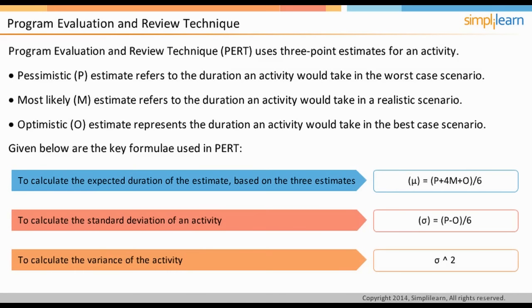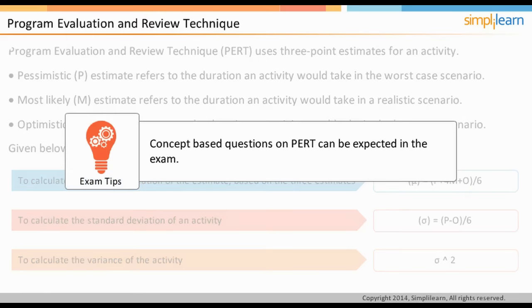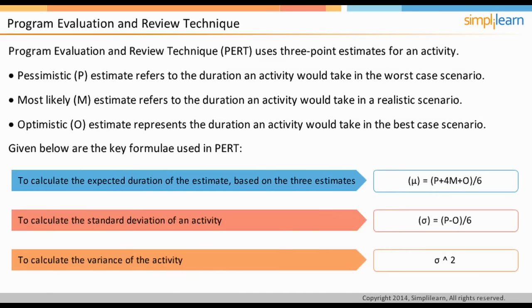There is no question asked on variance, but the formula is important because if the standard deviation of the whole project is to be calculated, the process is to calculate the variance of the whole project and then take its square root to calculate the standard deviation of the project. Concept-based questions on PERT can be expected in the PMP exam, so make a note of the formulae while you prepare for the exam. In the next screen, let us understand PERT with an example.